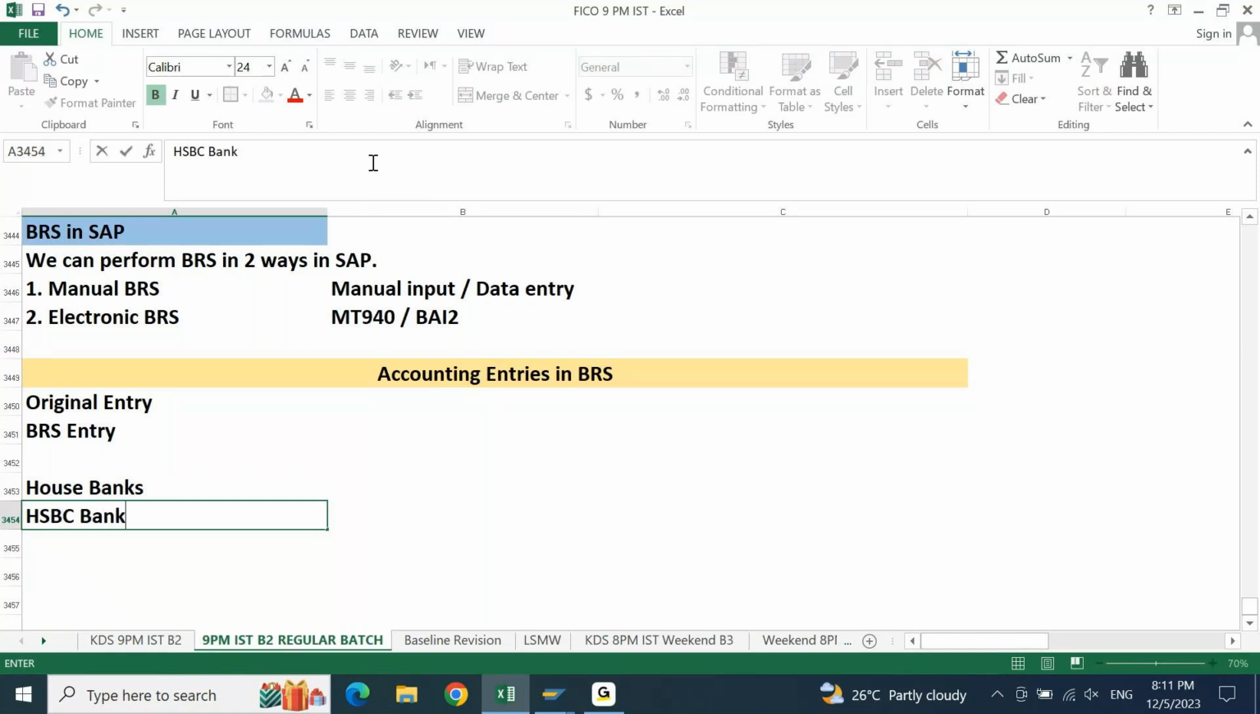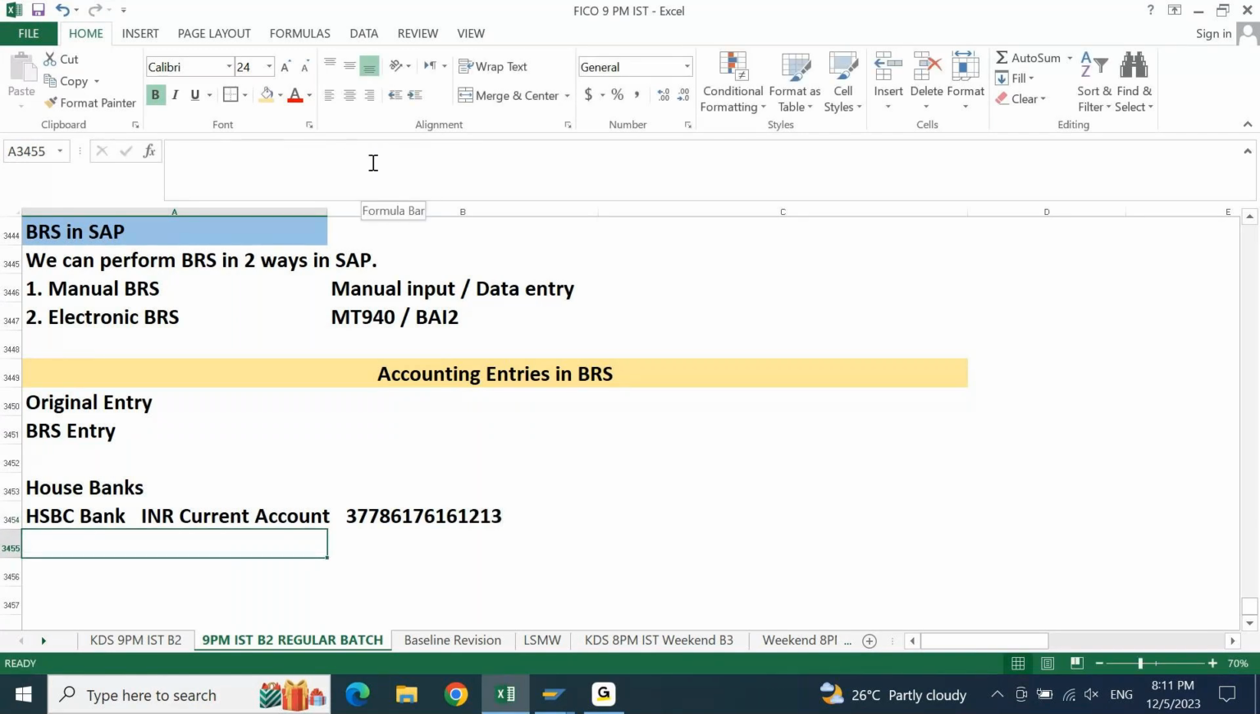HSBC Bank, and I'll say INR account, INR current account. Assuming that this is the account number. Just an example, if this is the bank account that the company is operating, you are going to create a house bank for the HSBC Bank, for which we are going to use the configuration of FI12, and we are going to use Fiori application called Manage Bank Account, and there you are going to update house bank plus account ID. This concept, this configuration we have already done. I hope you are aware of how to do it.